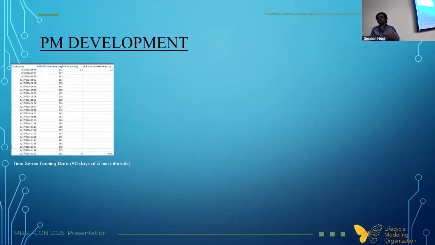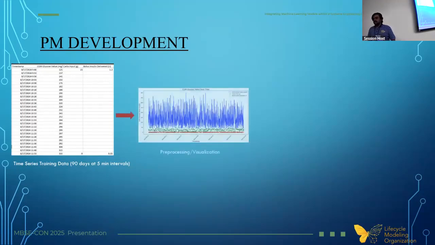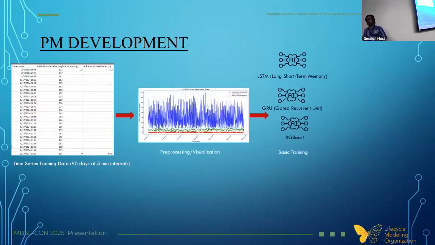These were time series data, so every new row is a 5-minute interval of their diabetic patient's glucose levels. I took that series data, divided it into training data and testing data, ran some basic pre-processing, and trained 3 different machine learning models: LSTM, GRU, and XGBoost. I looked into some papers to see what the ideal models for time series data are, and these were the ones that came up.